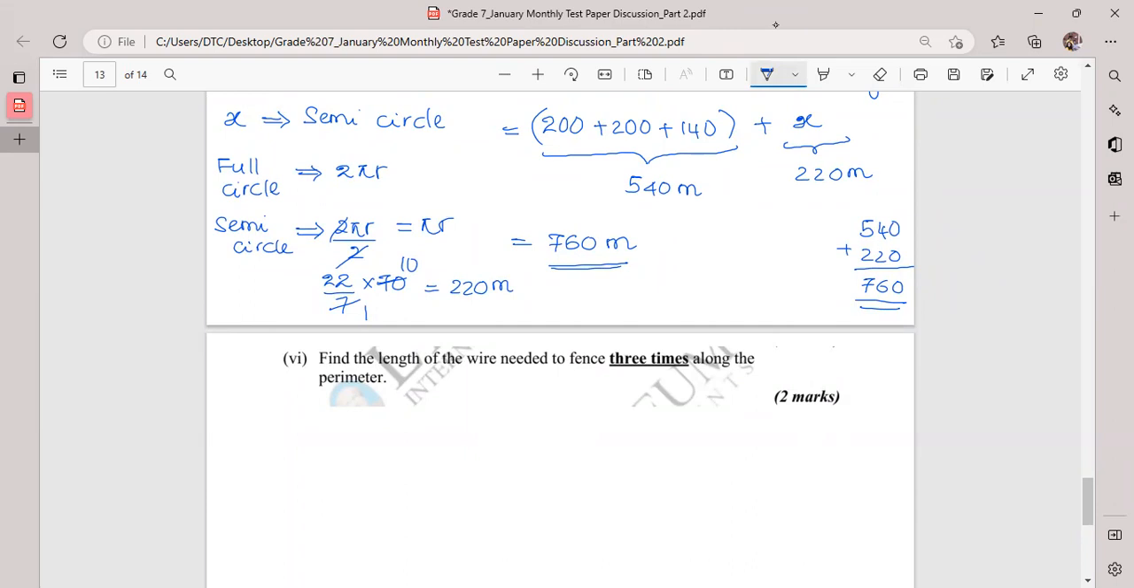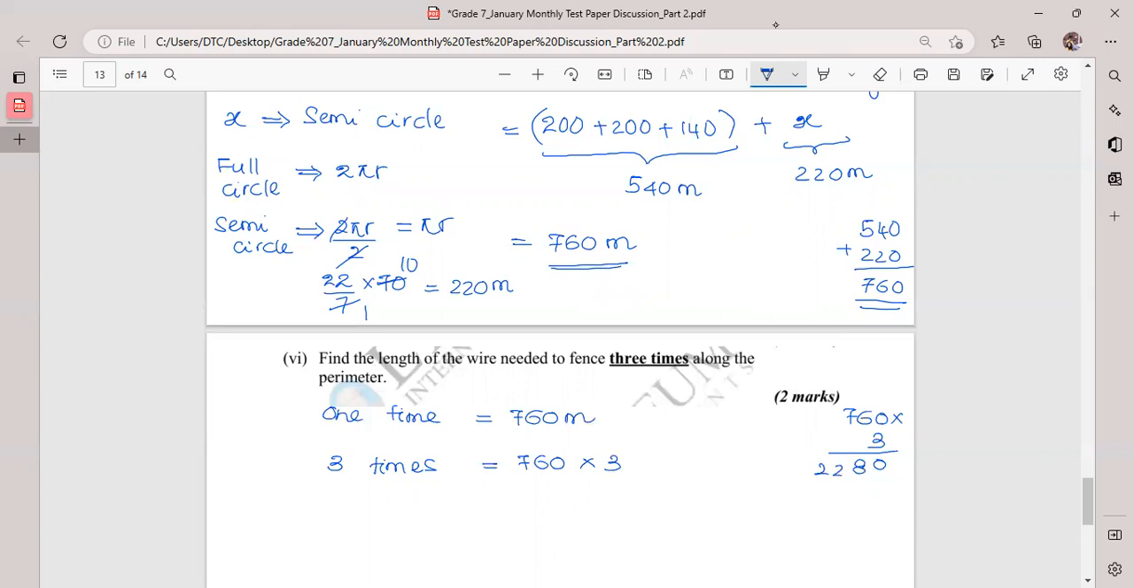You write that 760 is for one time, right? So we'll take that one time: 760 meters. When you want 3 times, how do you find it? 760 multiplied by 3, right? So 760 you multiply by 3, right? So it becomes 2280, right?